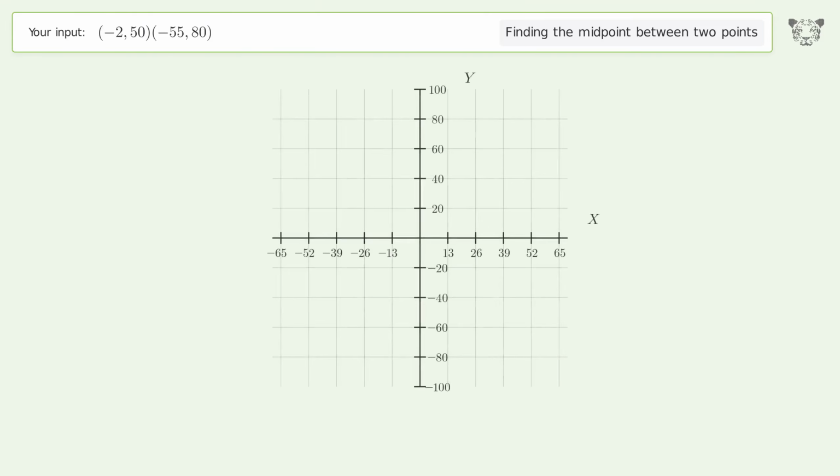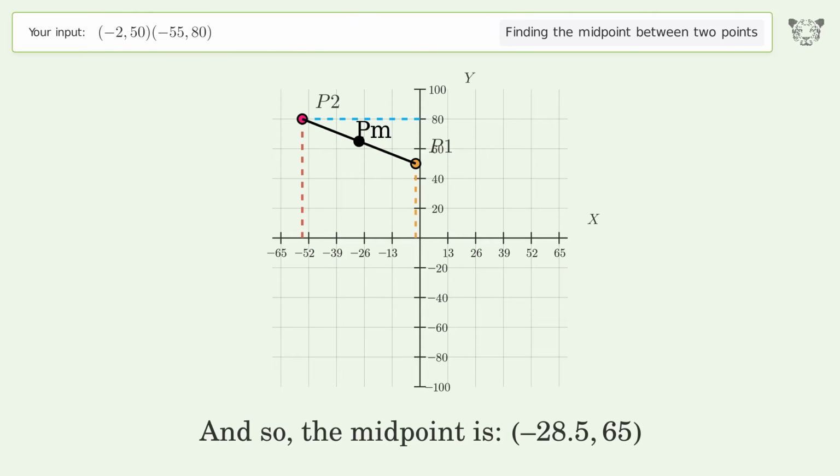And so, the midpoint is negative 28.565.